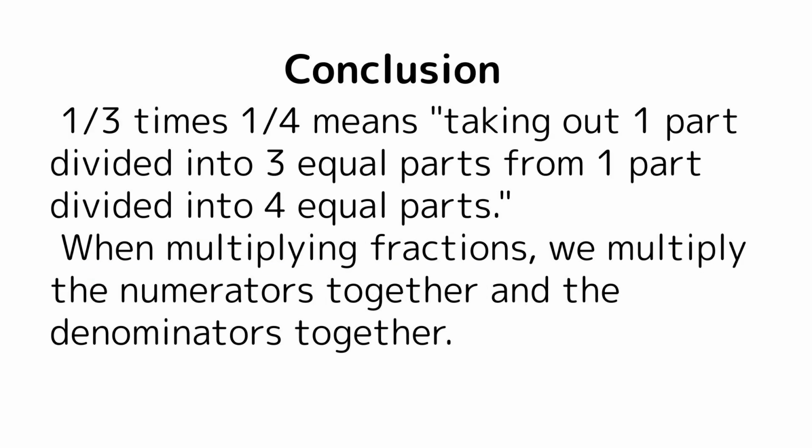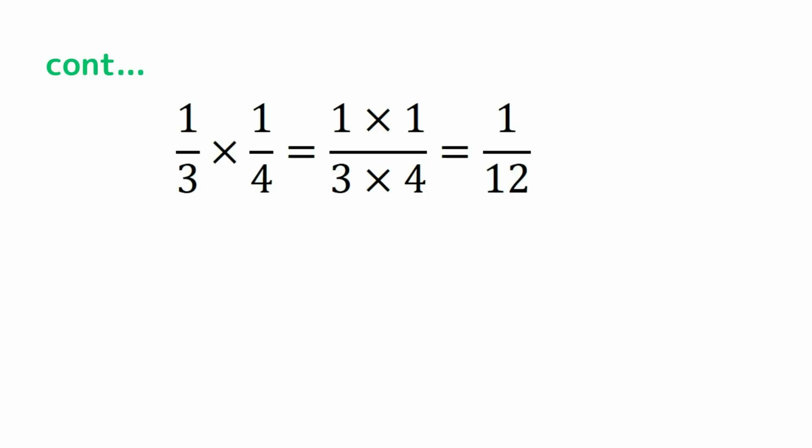Conclusion. Fraction multiplication can be explained using figures. Fraction multiplication can also be explained using calculation rules. 1/3 times 1/4 means taking out one part divided into 3 equal parts from one part divided into 4 equal parts. When multiplying fractions, we multiply the numerators together and the denominators together. 1/3 times 1/4 equals (1 times 1)/(3 times 4) equals 1/12.